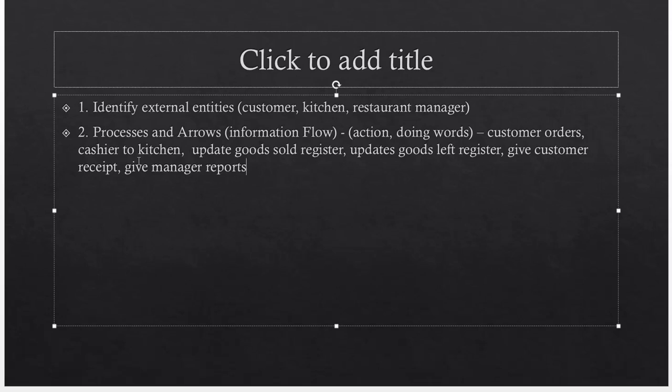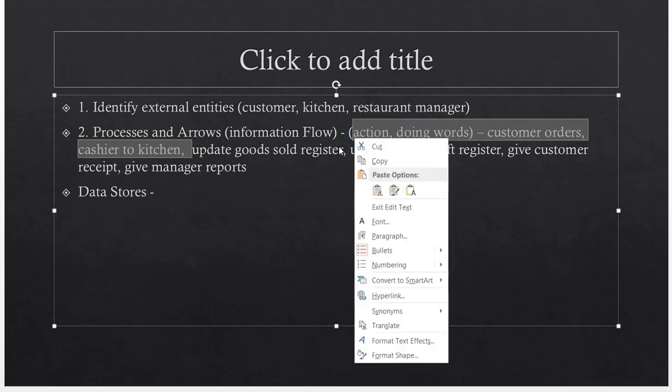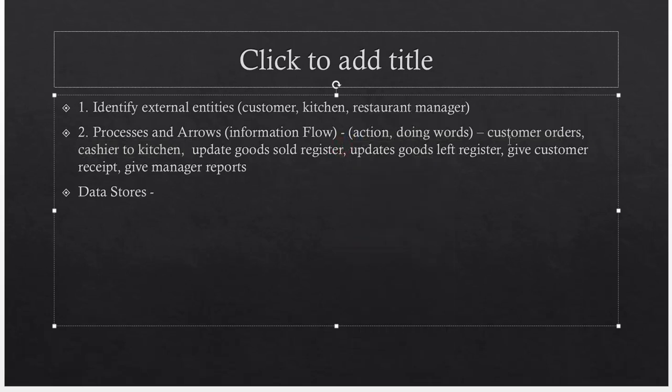Now, what we have done is we've identified our external entities. We have identified our processes and arrows, basically showing our information flow. And now we also need to identify our data stores. Data stores usually within this information are not clearly defined, but it's up to you to realize that if we are going to update goods sold, it means that there is somewhere that we are storing this information. If you are going to give the manager reports, it means that there is somewhere that we are retrieving this information.